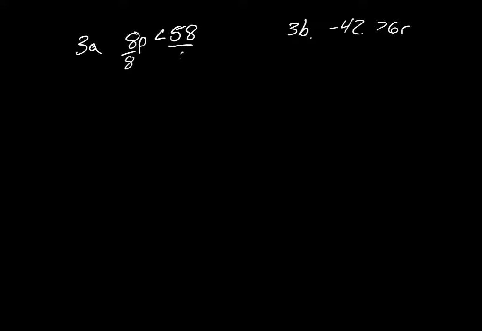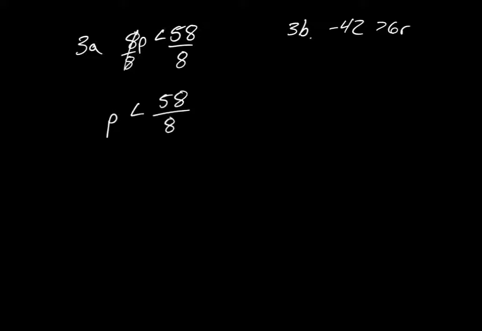I'm going to divide by 8, divide by 8. What I get is p is less than 58 divided by 8. Notice how I did not flip my sign because I didn't divide by a negative number. But now I just want to put this back into a mixed number. And you might be asking, how do I know if it's a mixed number if I simplify? It's a mixed number if your numerator is larger than your denominator, which in this case, our numerator is larger than our denominator.